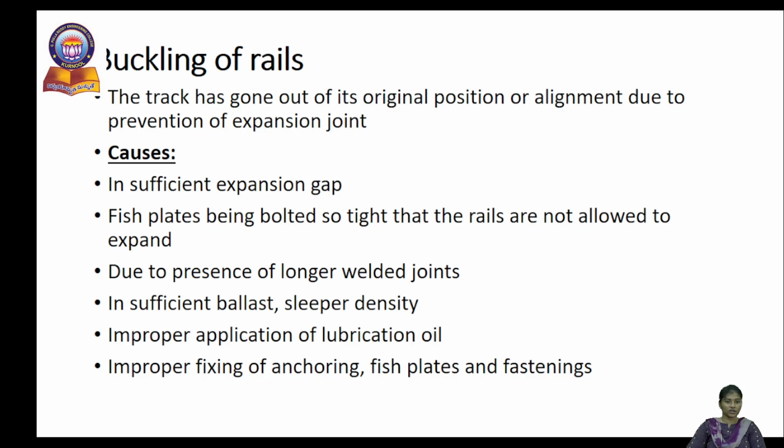So the causes for this buckling are insufficient expansion gap, fish plates may not be tightened properly or may be tightened so tight as to not allow the rail to expand during temperature changes, and it may be due to the presence of longer welded joints, insufficient ballast and sleeper density, improper application of lubrication oil, and fixing of anchoring, fish plates and fastenings.